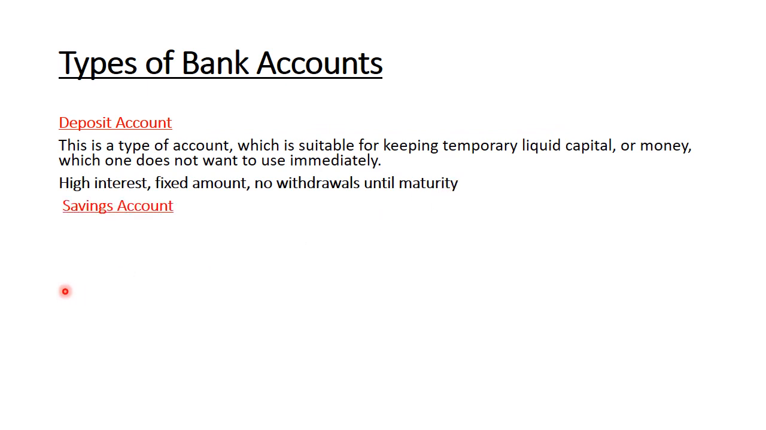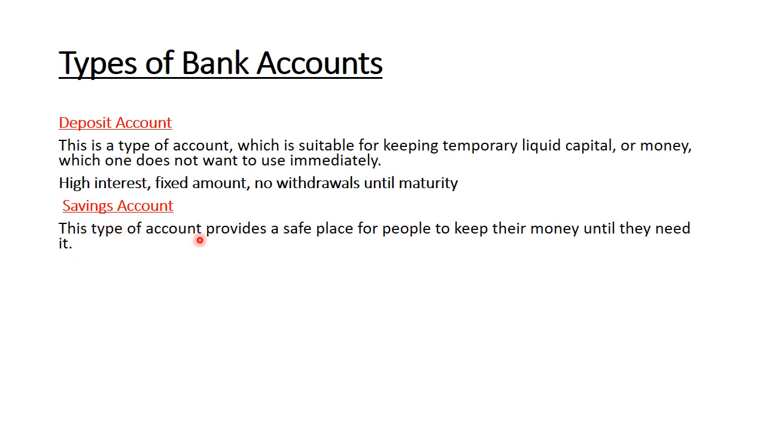The other type of account is savings account. This one is a type of account that provides a safe place for people to keep their money until they need it. So they are both a way of saving, but in this case, you can get the money when you want it. It's not like the deposit account where you have to wait until the money matures.